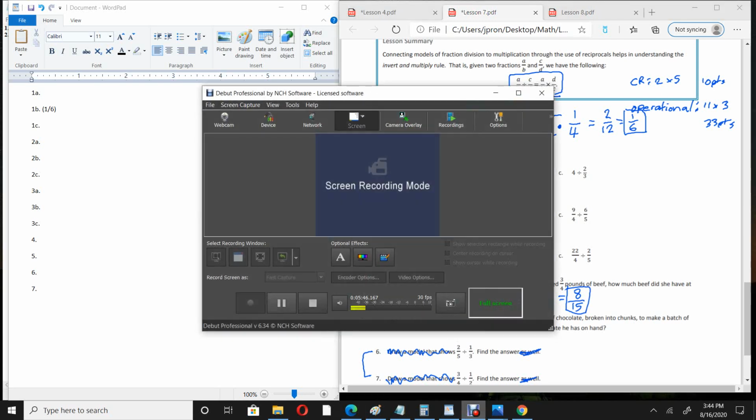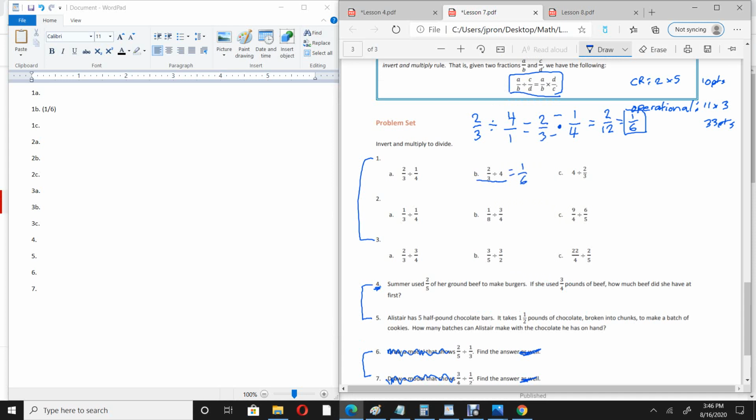Hold on. I knew there was a good reason I didn't want to give you all this one. So, she used 3/4 pound of beef. That represented 2/5 of what she had. So we want to divide 3/4 by 2/5.